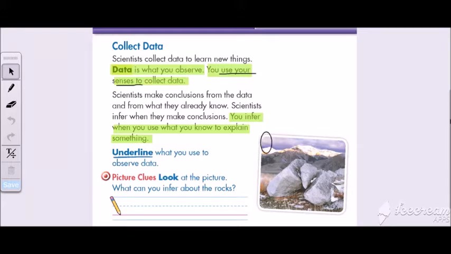And now look at this picture. What can you infer about the rocks? Do you remember weathering and erosion? Very well. This rock is broken from the middle. Could you tell me why? Yes, because of the weathering. So we can infer about this rock. It's broken by the weathering, by ice and water.